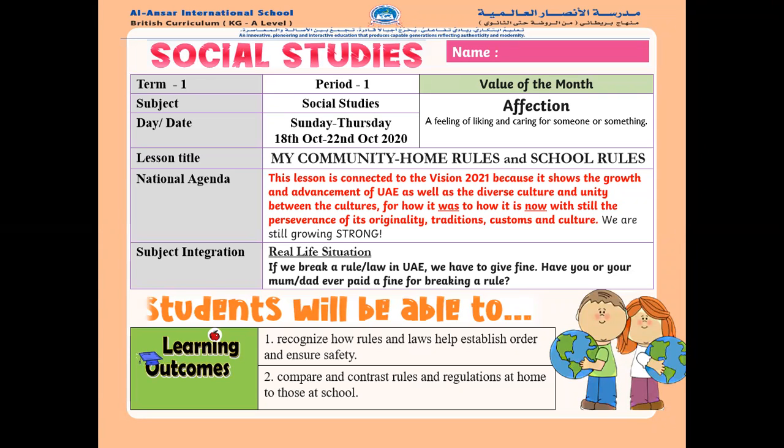The value of the month of October is affection, which means a feeling of liking and caring for someone or something. The lesson title for this week is Home Rules and School Rules, the same that we learned last week. In this lesson, you will be able to recognize how rules and laws help establish order and ensure safety, and you will also be able to compare and contrast rules and regulations at home to those at school.